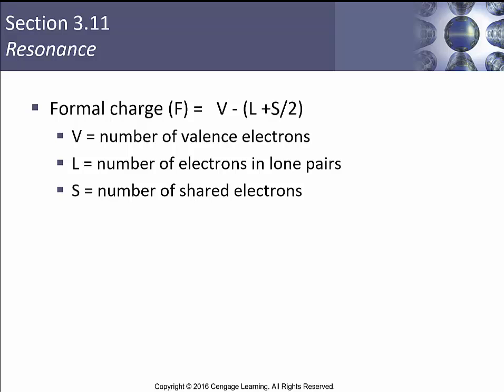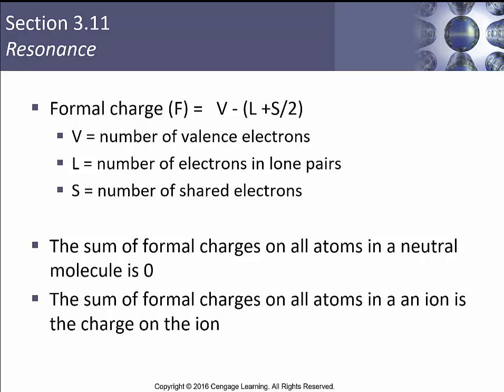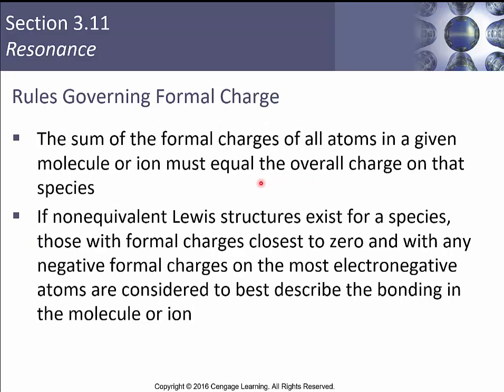The sum of the formal charges on all atoms in a neutral molecule is 0, and the sum of the formal charges on all atoms in an ion is going to be the charge of the ion. So if you have a -1 nitrate, you could have a plus and 2 minuses, or 1 minus and a 0. The sum of the formal charges on all atoms in a given molecule must equal the overall charge. And if non-equivalent Lewis structures exist, those with formal charges closest to 0 and with any negative formal charges on the most electronegative atoms are considered the best, and you want to alternate.